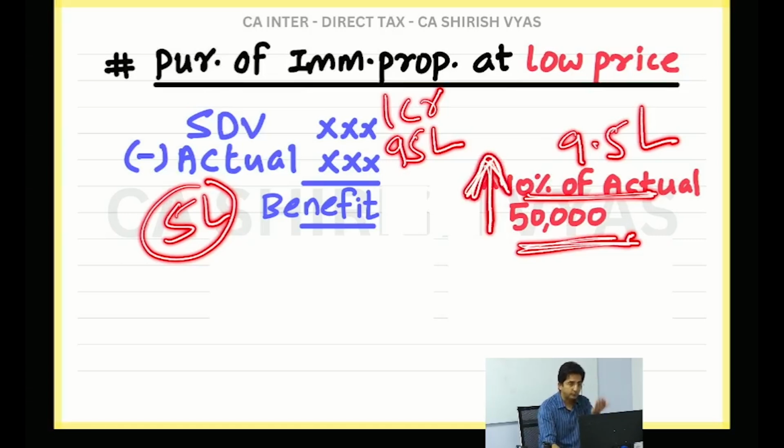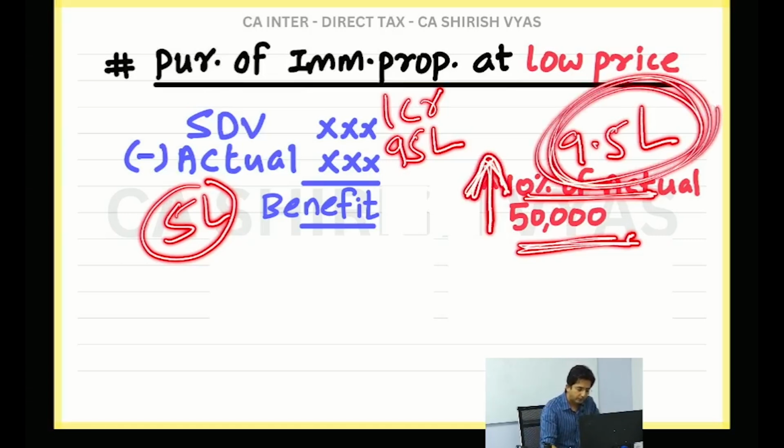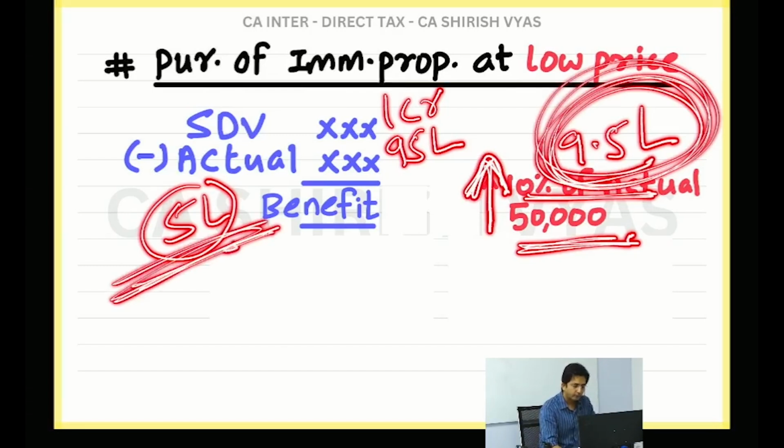Arrow going up means whichever is higher. So what is higher? 9 lakh 50,000. Now compare with 9 lakh 50,000, what is the benefit you are getting? It is small. So if you are getting a small benefit, exempt. 5 lakhs is smaller than 9 lakh 50,000.